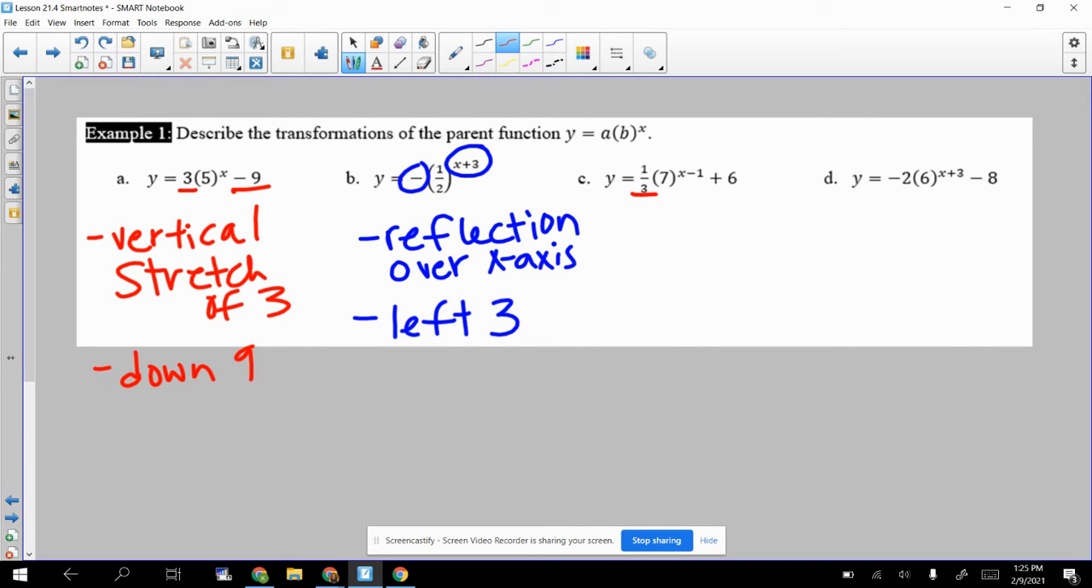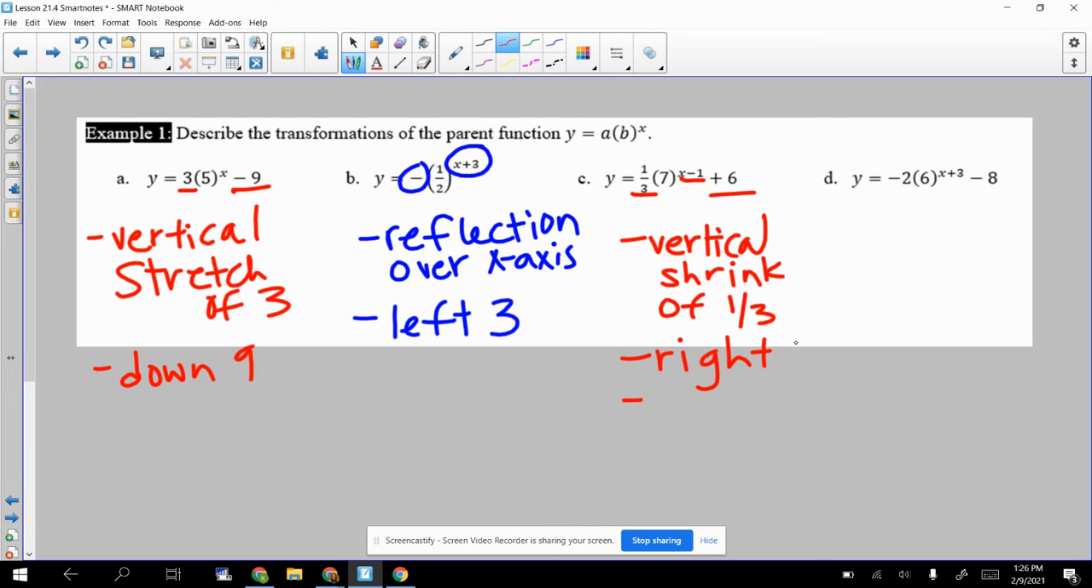Okay. Then this next one, we have a 1/3 out front, so that is going to be a vertical shrink by a factor of 3 or 1/3. Okay, and then we have this here. So that's going to move to the right one. And this here is going to move up 6. And that's it. Again, this part here, not going to change. That's the base. Okay, so I'd like for you guys to go ahead and try this last one here. All righty.